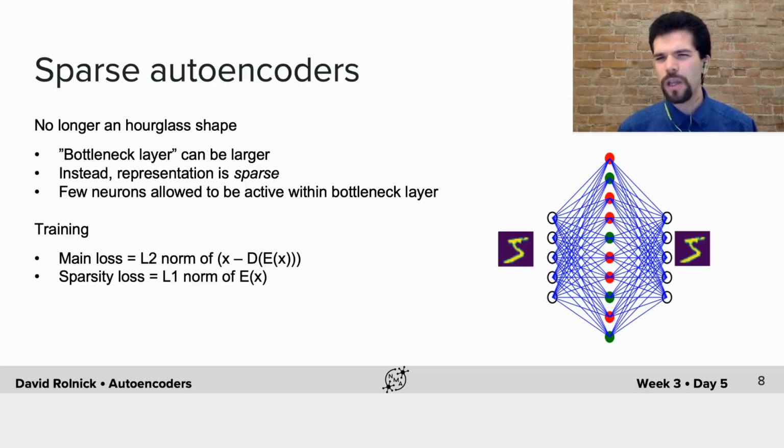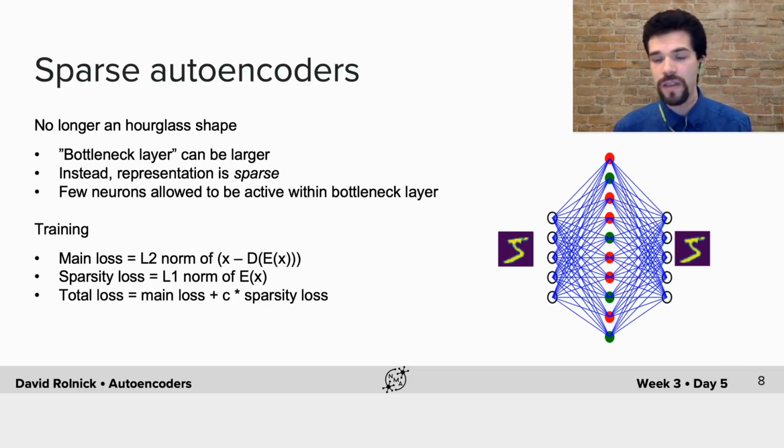And now to train the overall network, you're going to try to minimize both of these. You're trying to minimize the main loss, which means that you're reconstructing the input as faithfully as possible with the decoder. And then you're minimizing the sparsity loss, which means that your representation, the output of the encoder, is as sparse as possible.